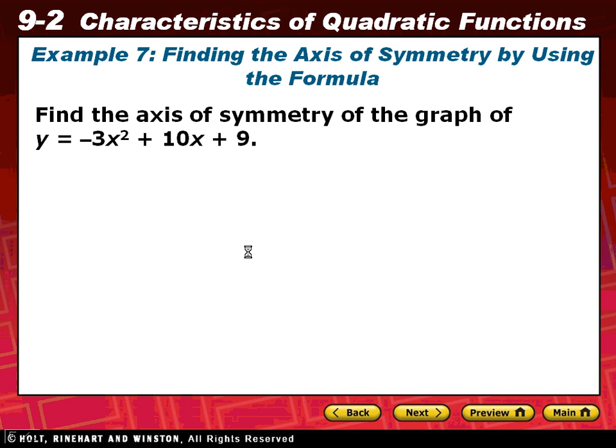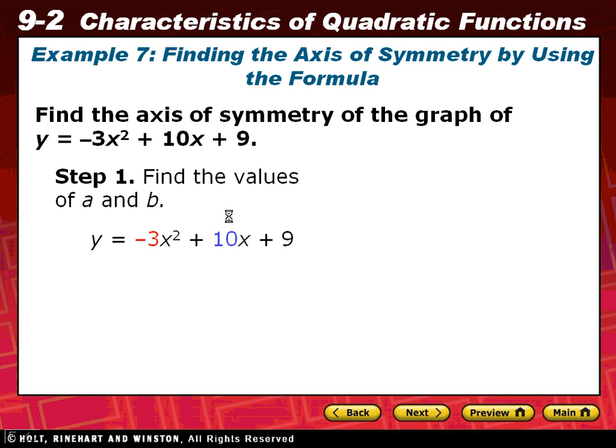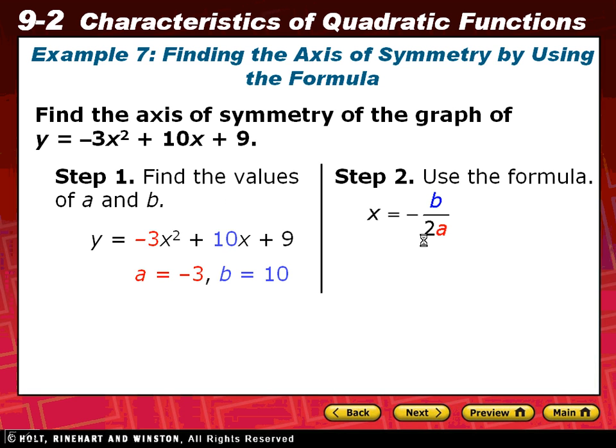Okay, let's find the axis of symmetry for this graph. Let's use the formula that we just saw. Let's use b and a. So b is 10, a is -3. So the axis of symmetry is x equals -b over 2 times a. That's going to be 10 over 2 times -3, which is 10 over -6. And then the negative and a negative cancel out. So 10 over 6, but that reduces to 5/3. Does that make sense?